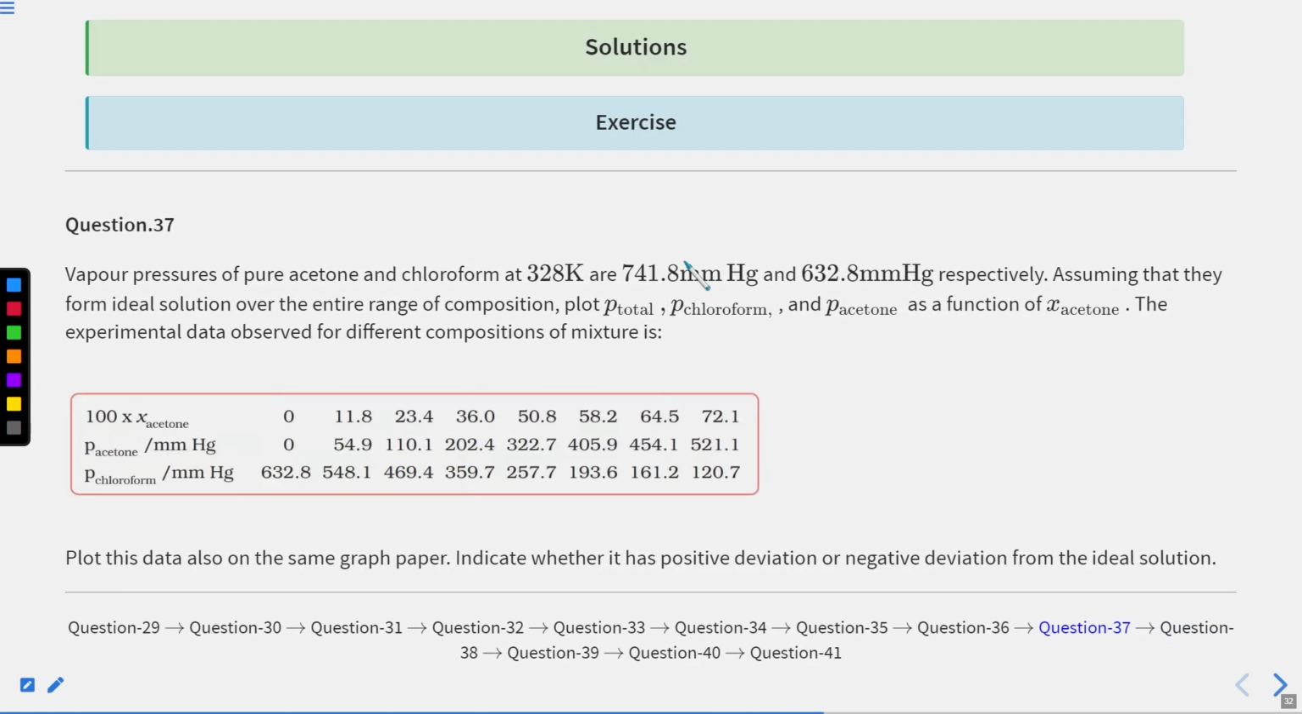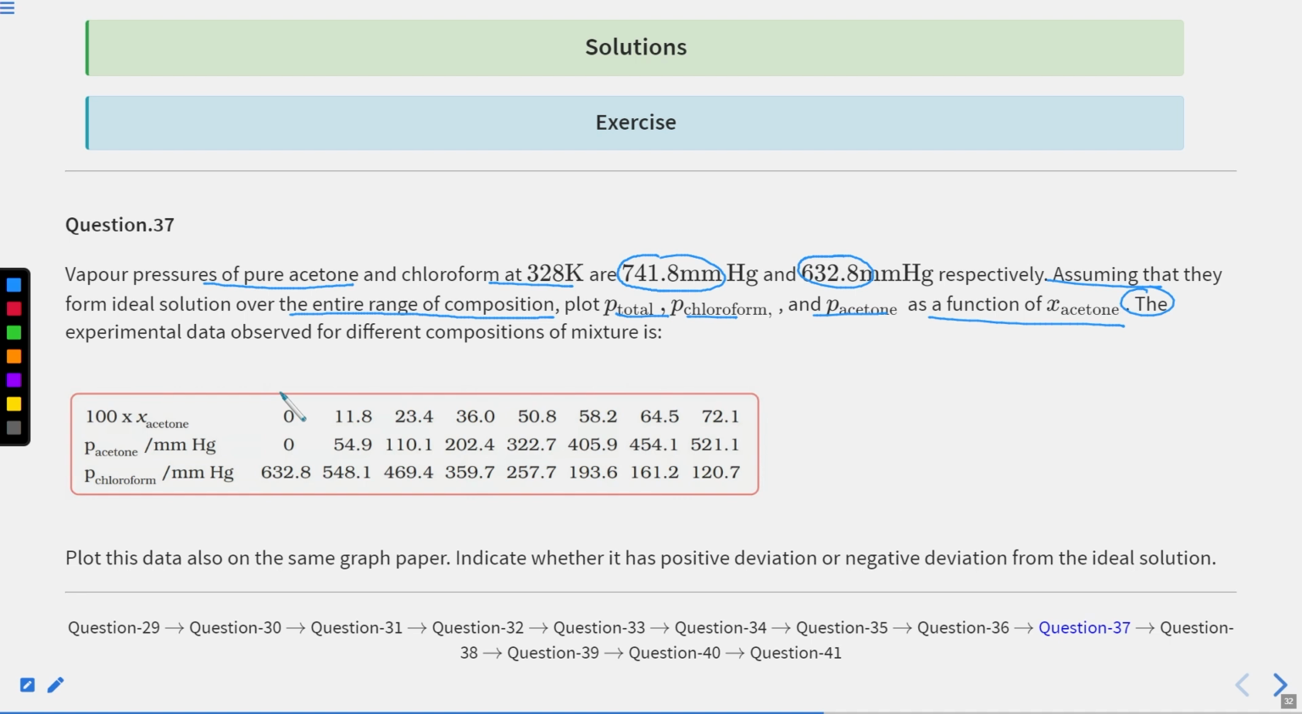Next question. It says that the vapor pressure of pure acetone and chloroform at 328 Kelvin is 741.8 mmHg and 632.8 mmHg. Assuming that they form an ideal solution over the entire range of composition, we have to plot P total, P chloroform and P acetone as a function of chi acetone, and the data is given as this.